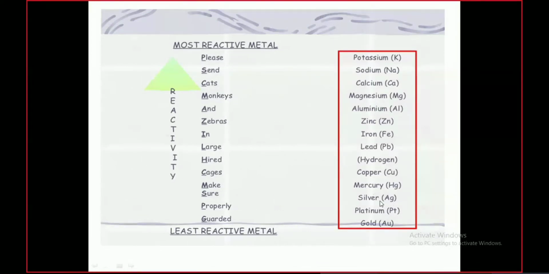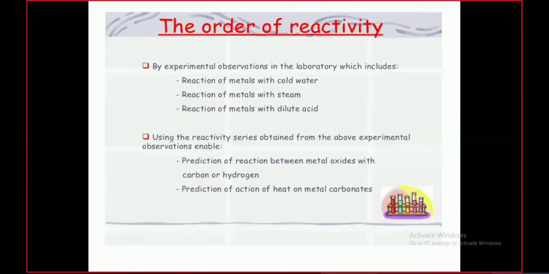So how, looking at the reactivity series, can we predict whether a given metal in the form of its oxide can be reduced with carbon? I'm using the word reduction, so I'll repeat the definition. Reduction is the gain of electrons. Gain of electrons is called reduction. Gain of hydrogen is called reduction. Loss of oxygen is called reduction. So these are the three definitions.